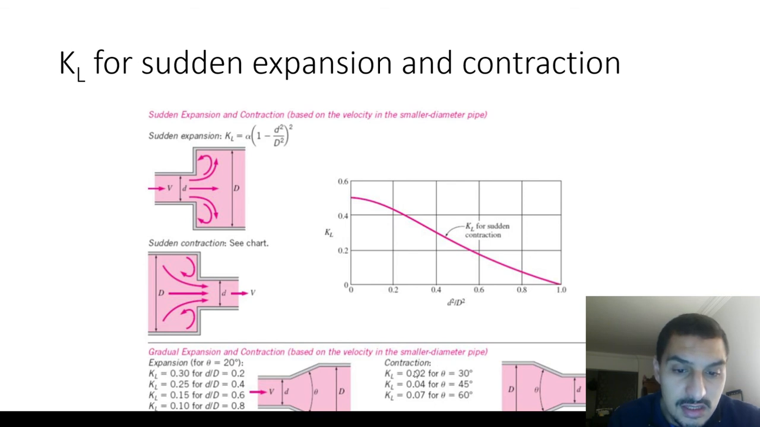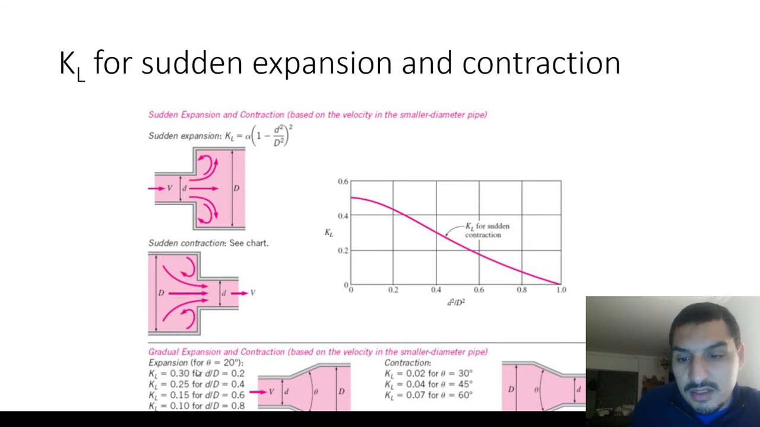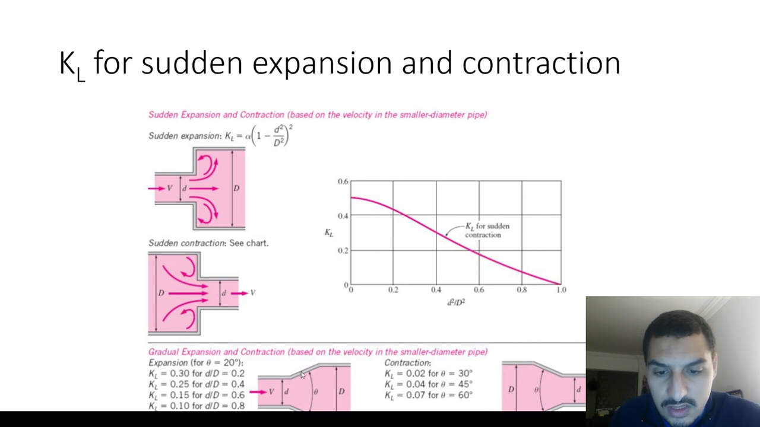There is a table at the bottom for the gradual expansion and contraction, which is based on the velocity of the flow. And here it tells you based on the angle, which is this angle between these two, or between the gradual increasing area part, you can find the value of K based on the d over d. And here for the contraction, you would find the values of K for different angles.